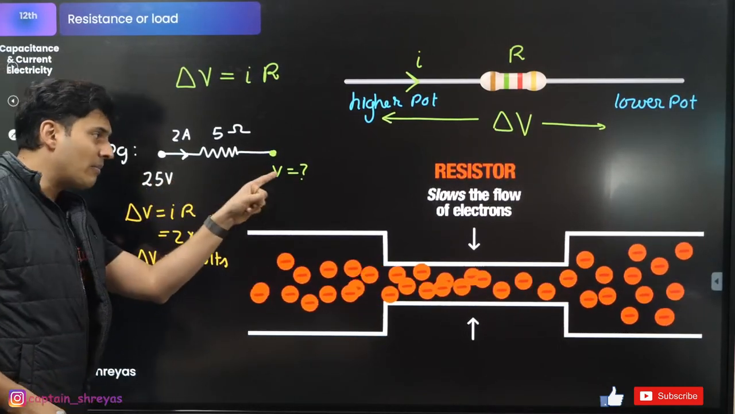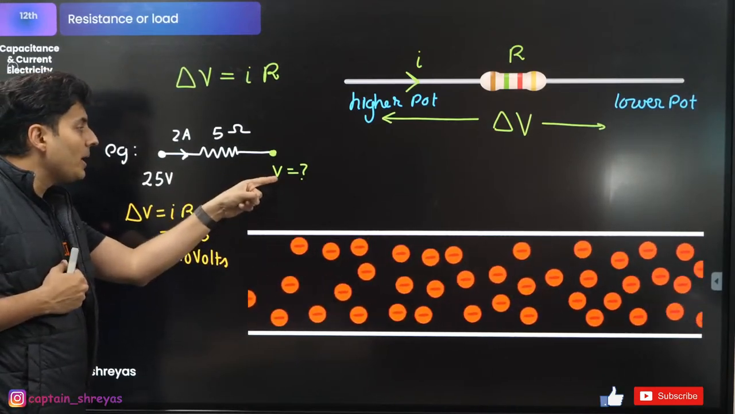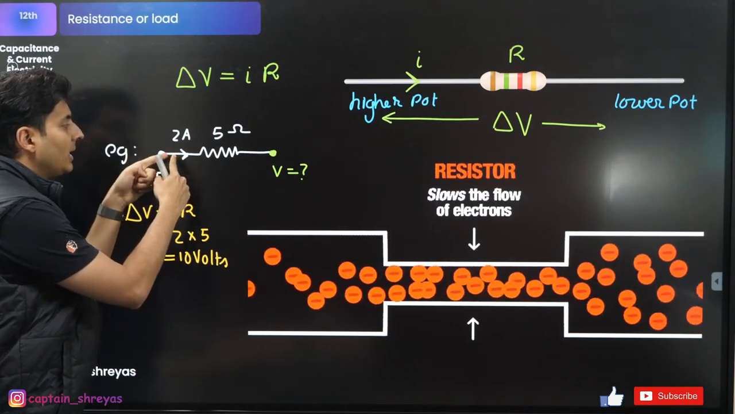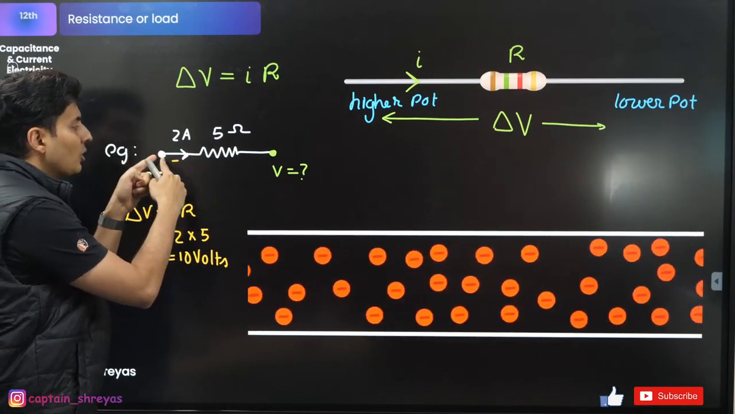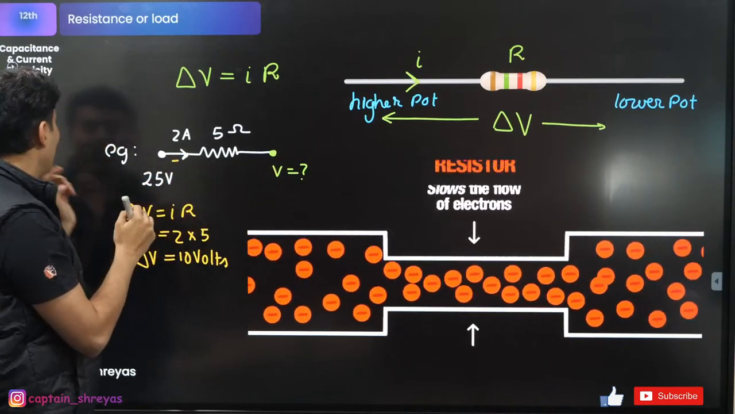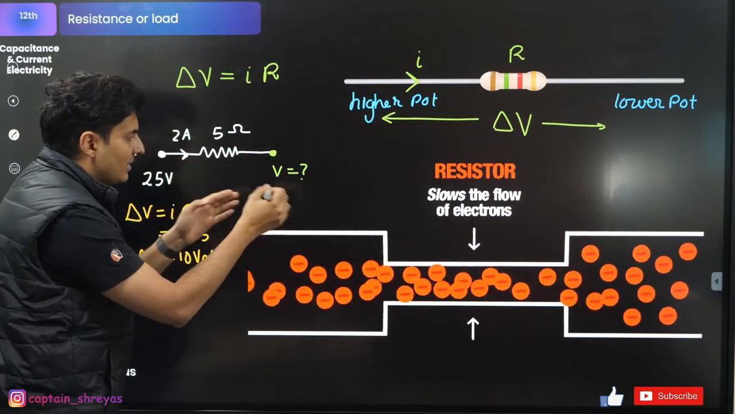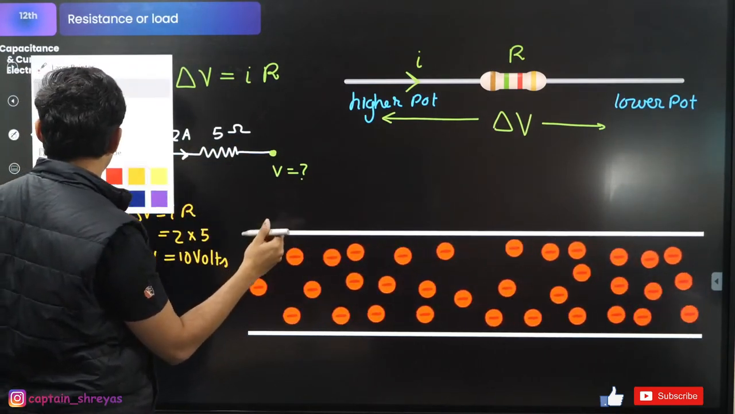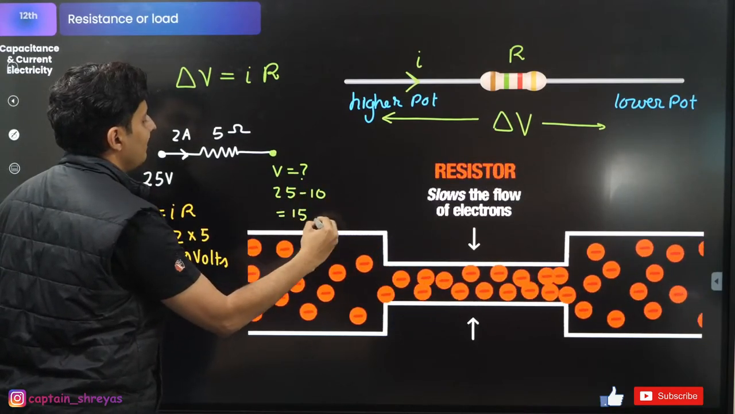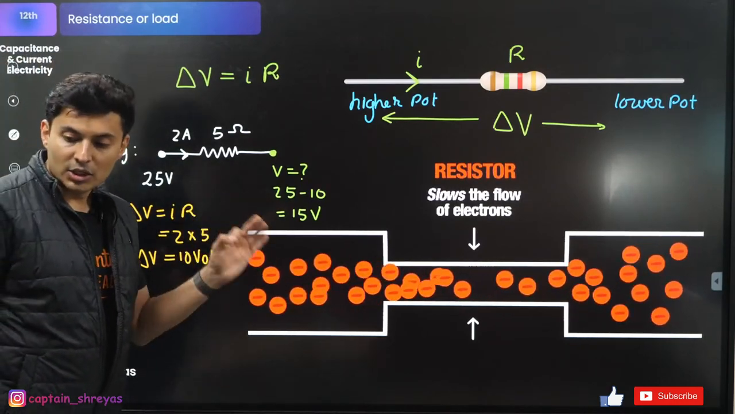That means this point's voltage minus this point's voltage is 10. Now, is this going to be higher by 10 or lower by 10? Look at the direction of the current. The current is going like this, so it will always go from high to low. Correct, guys? So that means it will go from 25 volts to less volts. Hence, over here, the answer will be 25 minus 10, which is basically 15 volts. Exactly. Understood? Clear?